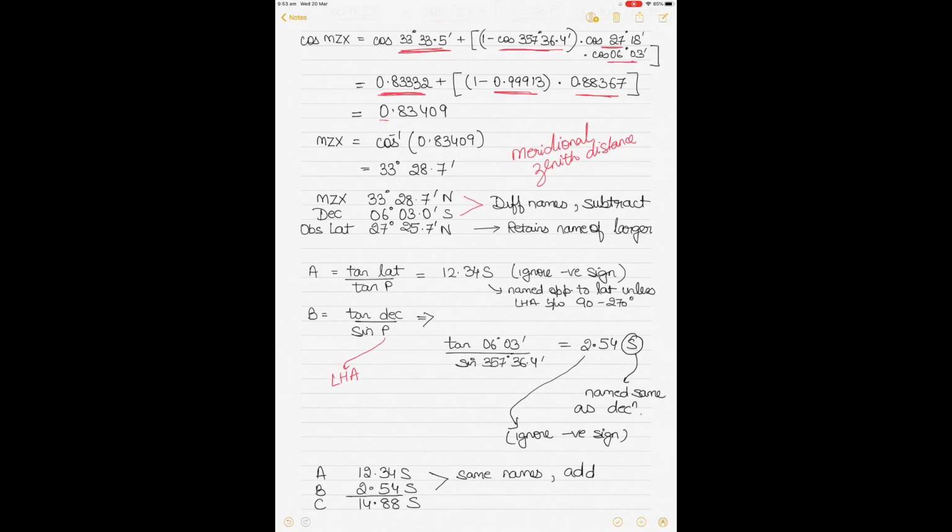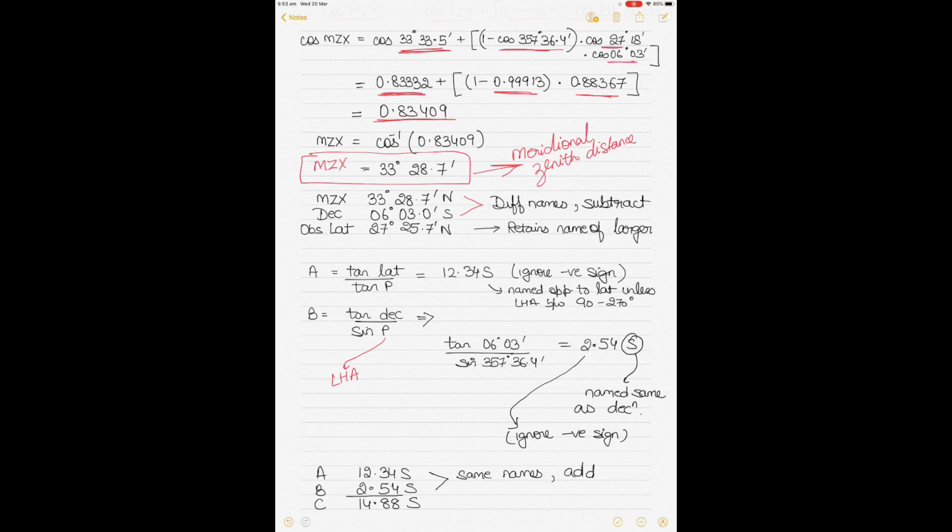All right, then you get cos MZX as 0.83409. Include any negative sign. You will not get any here, but if you do, please include them. And then cos inverse of the value, you will get the meridional zenith distance, or MZX or MZD, whatever is written in the books, as 33 degrees 28.7.